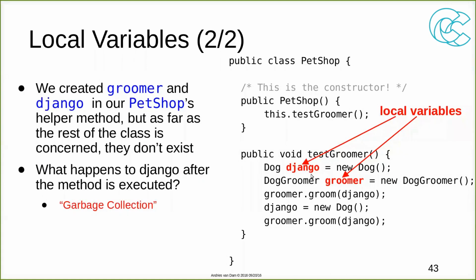So there is this Django again and Groomer, which are local parameters or local variables. Once you go beyond this function, they cannot be referenced again, right? So there's no way to use Django or Groomer. Since you cannot use them, they can as well be removed from the memory location and it can be reused. So again, garbage collection comes into play here. Garbage collection is nothing but reclaiming the memory that is taken up by these objects. Right.